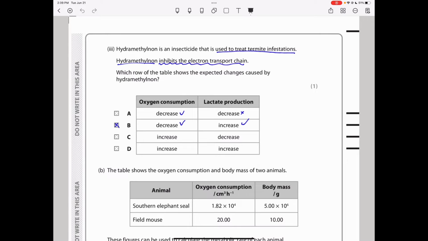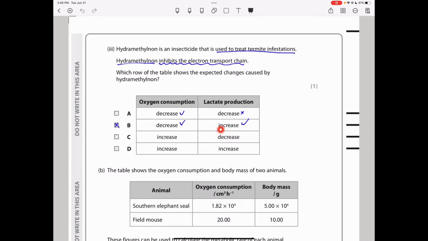So the first part, they say oxygen consumption and lactate production. Because it's inhibiting the electron transport chain, the oxygen consumption is going to decrease, since reactions from the electron transport chain lead to the use of oxygen where oxidative phosphorylation occurs. So oxygen consumption is going to decrease, and that means lactate production is going to increase, because if oxygen consumption decreases yet the body needs energy, anaerobic respiration is going to take place.